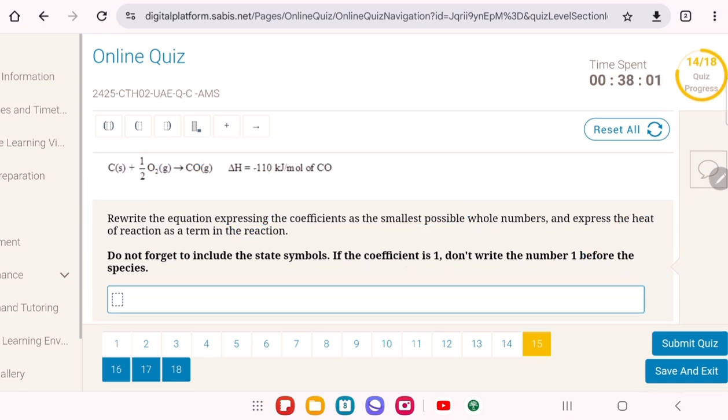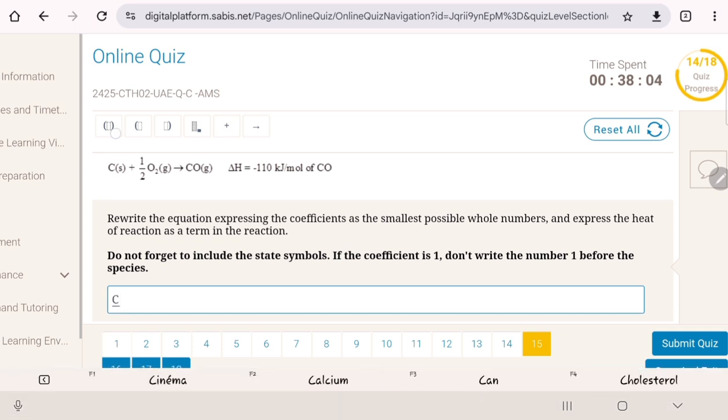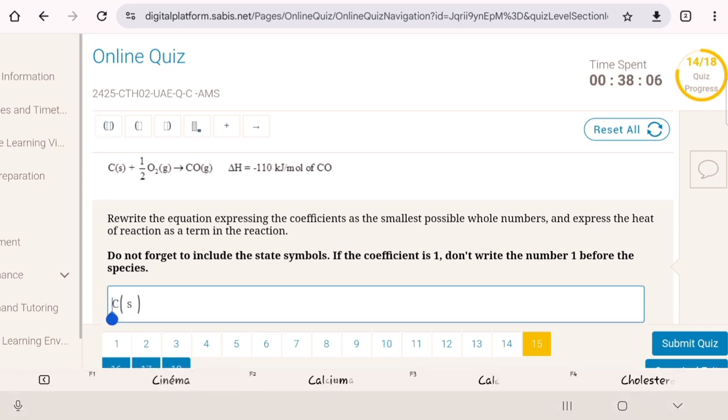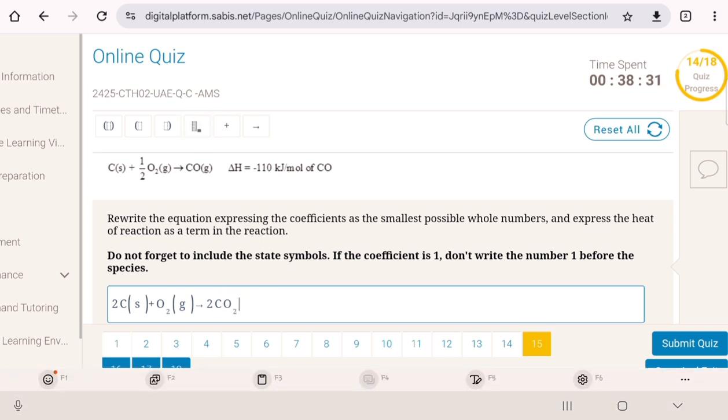So if we are gonna write it, we're gonna write C solid, but we don't forget the 2. So 2C solid plus, you don't put 1 because they didn't tell you to write the number 1. They said if the coefficient is 1, don't write 1. So plus O2 gas, okay? It gives us 2CO gas plus the heat, which was 220, and don't forget the kilojoules.